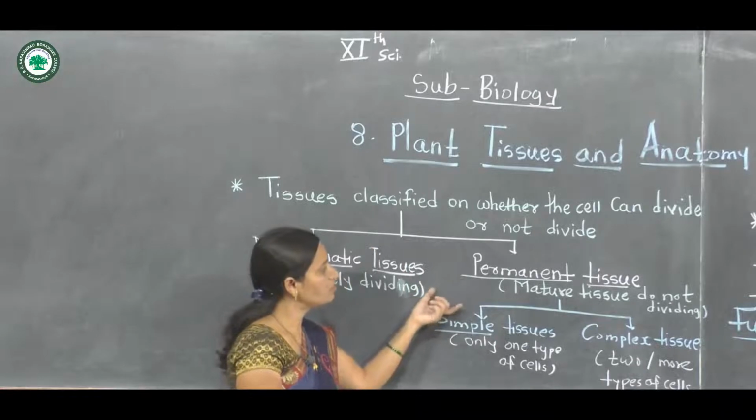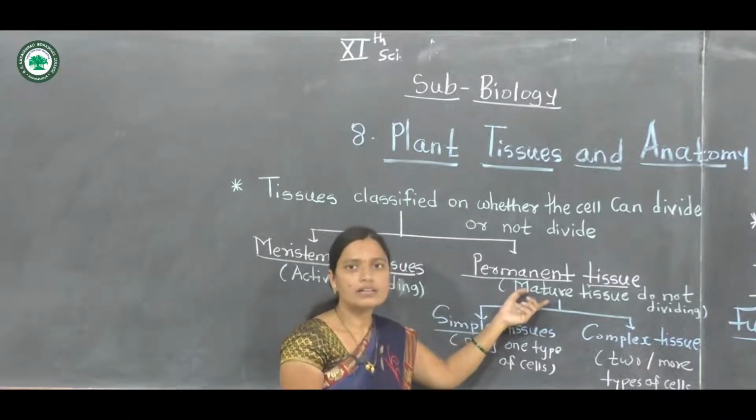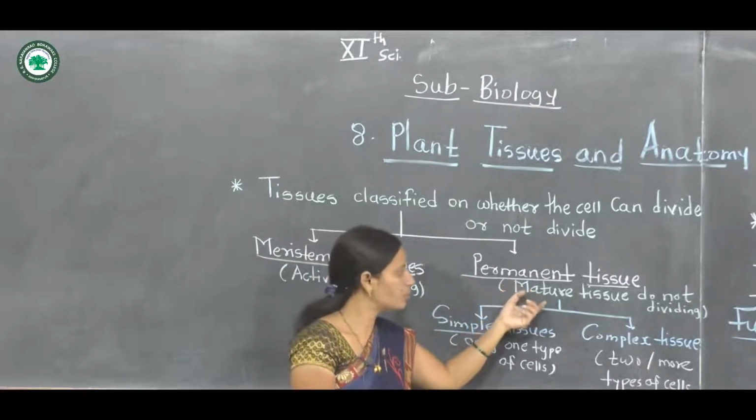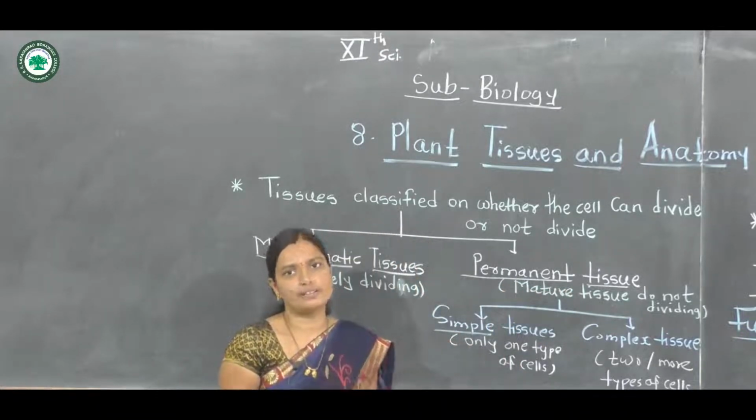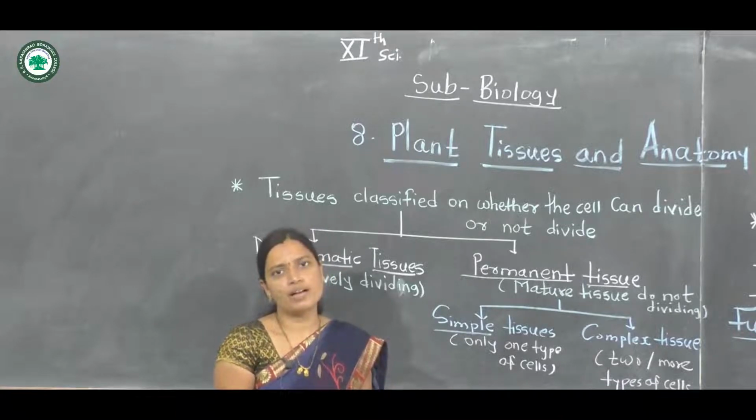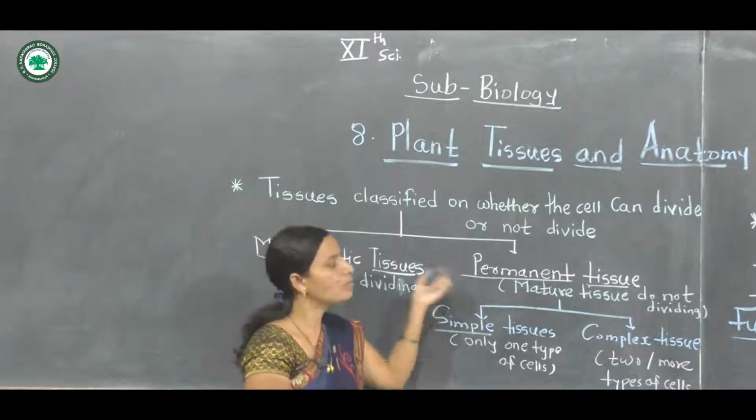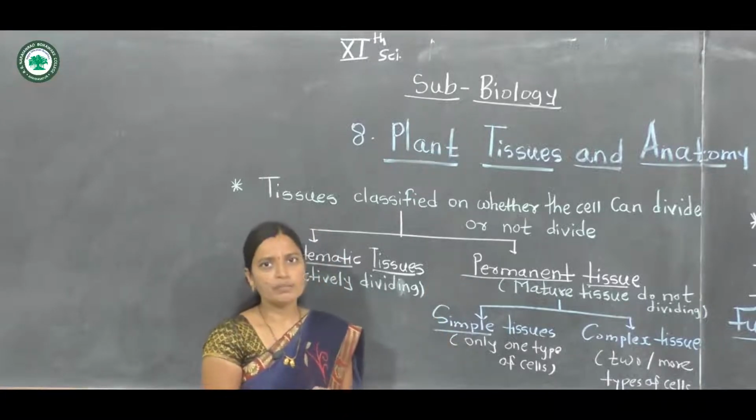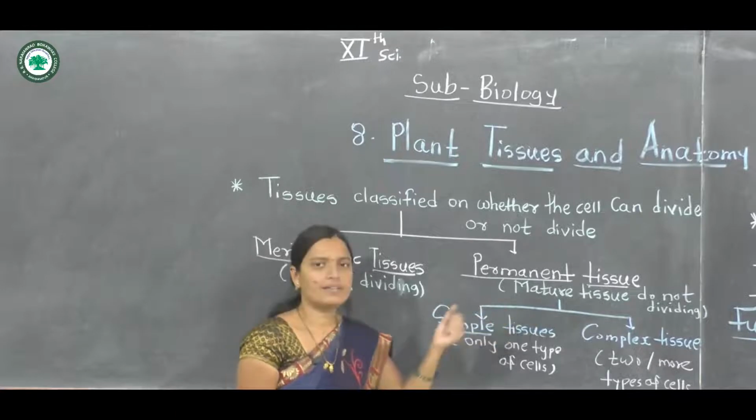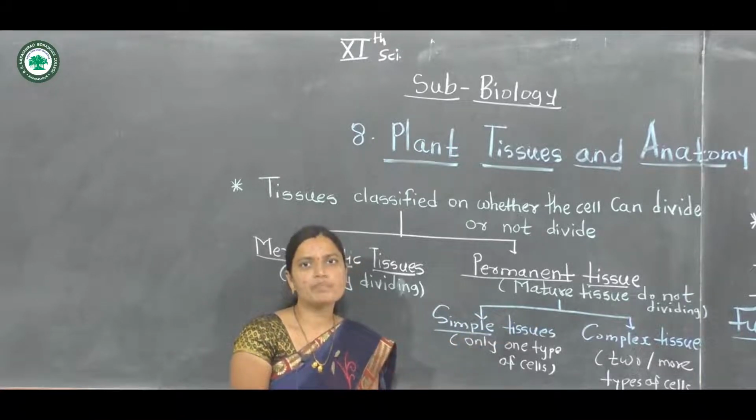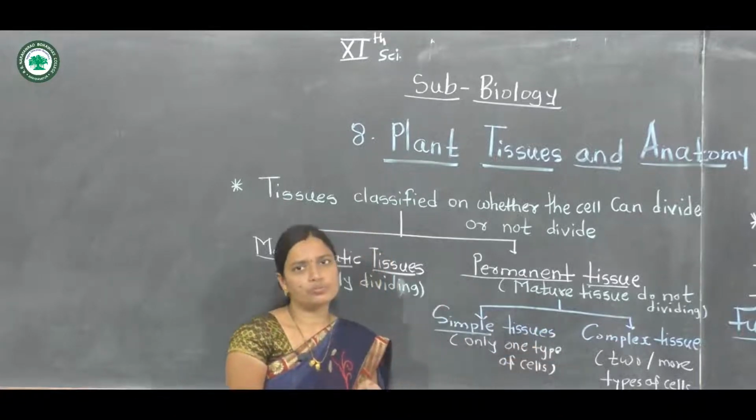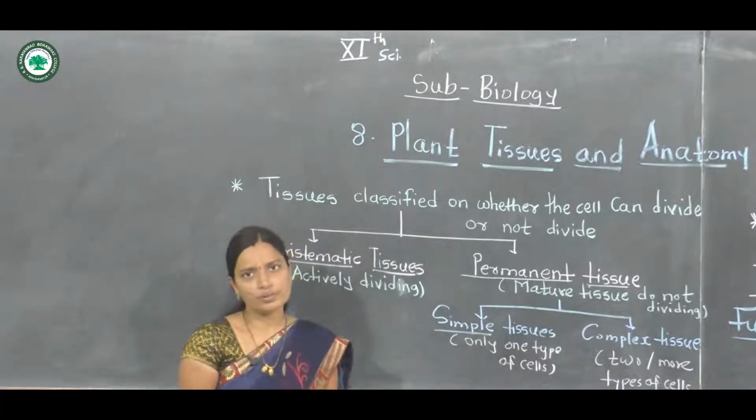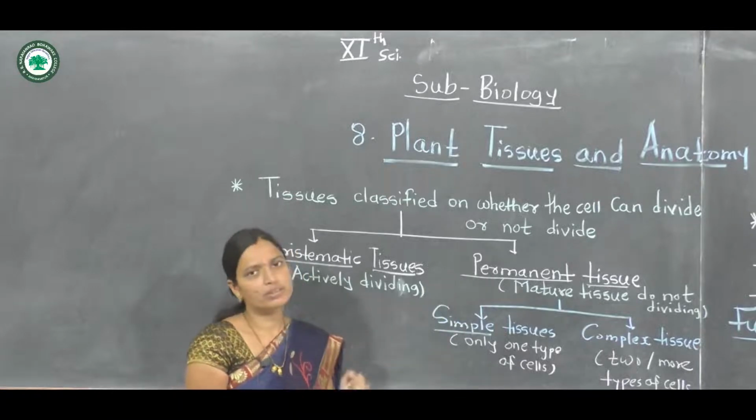This permanent tissue is present in plants. The tissue matures, and after maturation it does not divide. Tissue that is formed and does not divide after maturation is called permanent tissue. There are two types of permanent tissue: simple permanent tissue and complex permanent tissue.